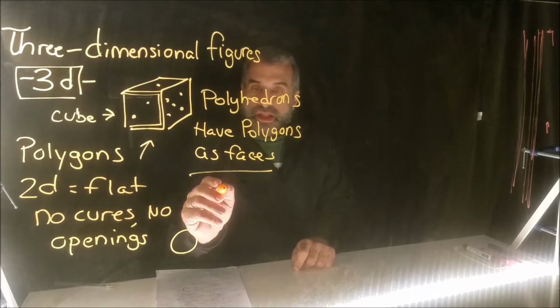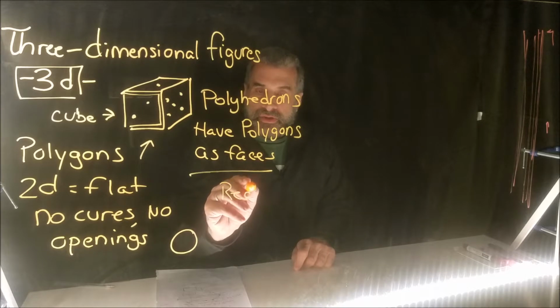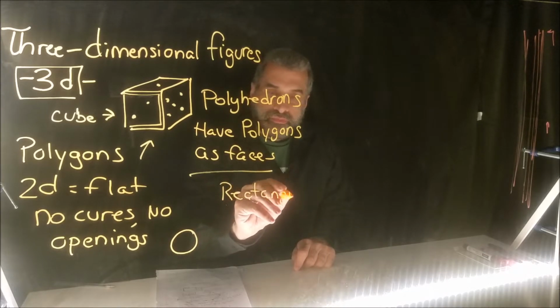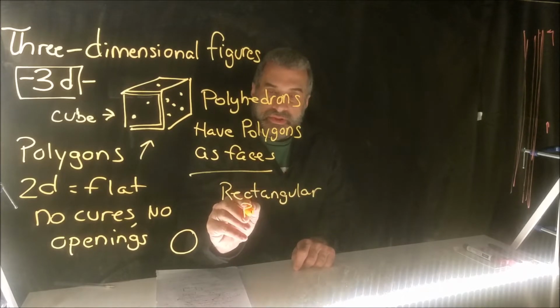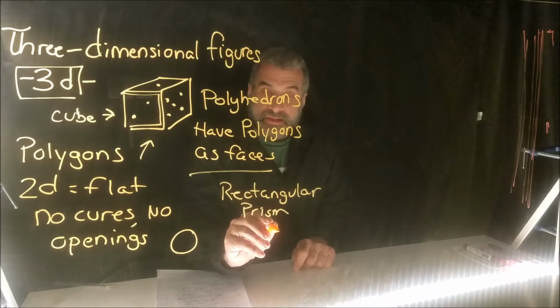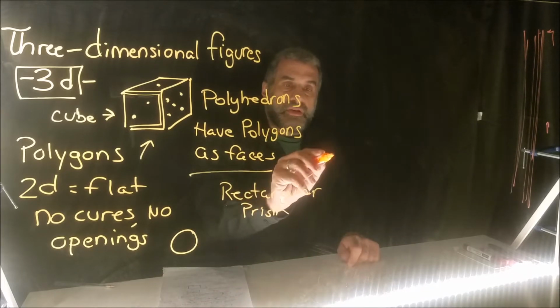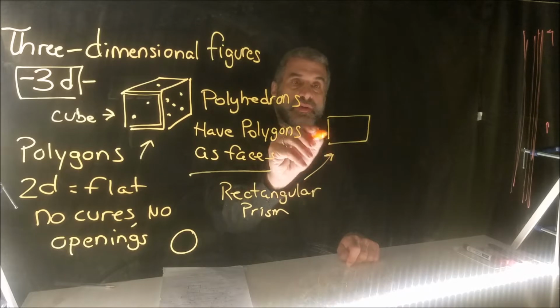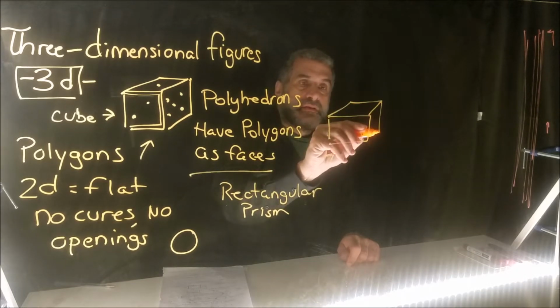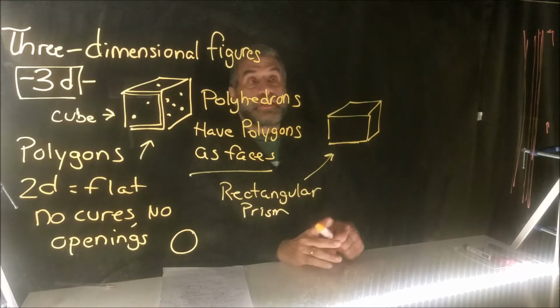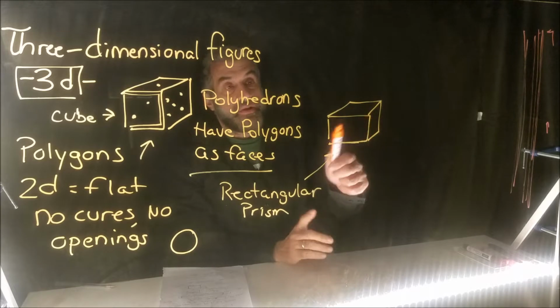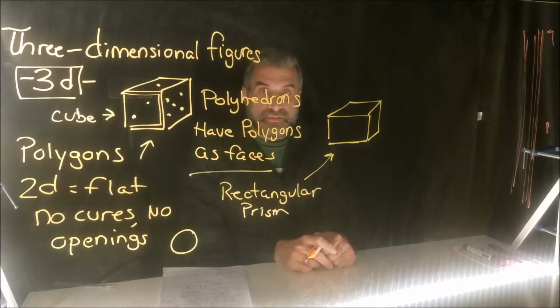So let's make now a rectangular prism. A rectangular prism is just like a cube, but we have rectangles, right? So let's bring it over here. We just make a rectangle. So they could have rectangles, they could have squares. This is a rectangular prism.